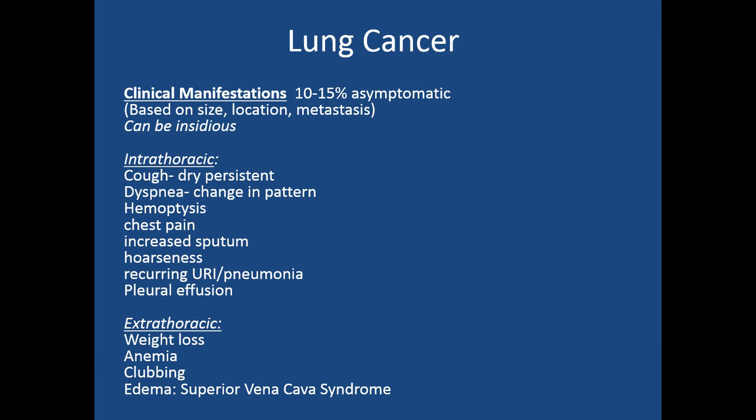Remember, we said we can get a pericardial effusion from some cancers, so that could be the case too. Then we have extrathoracic, outside the lungs, including weight loss, anemia, clubbing, which is a change in angle of the nails that indicates chronic hypoxia, and edema. So sometimes these tumors can grow into the vena cava and cause lack of flow through the vena cava. So it can cause edema proximal to the vena cava.